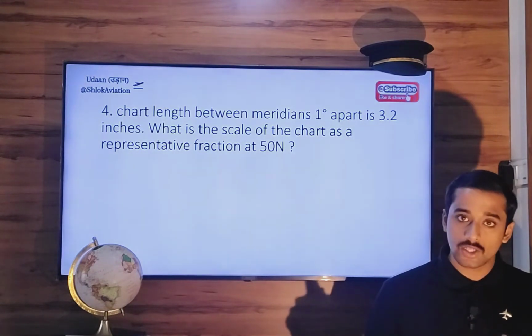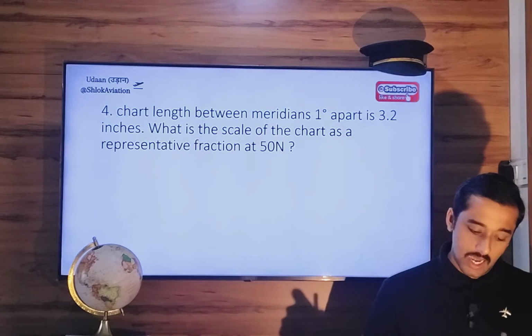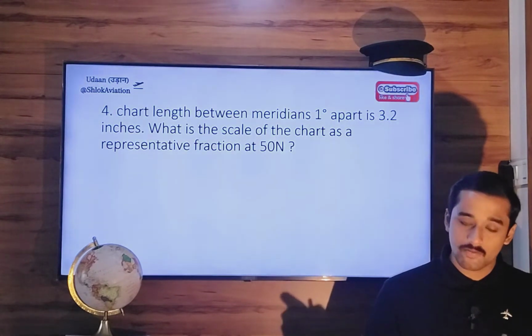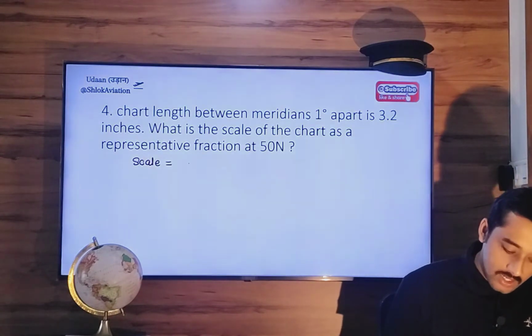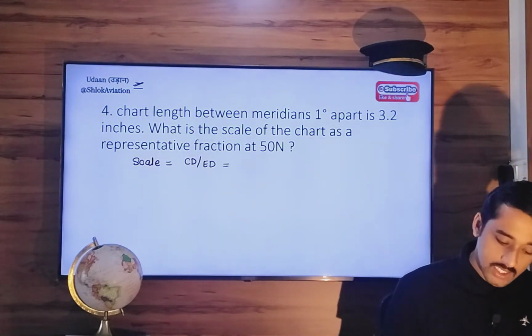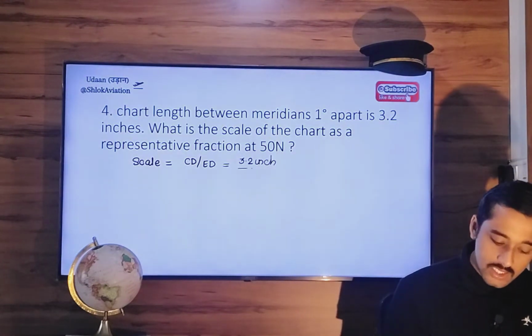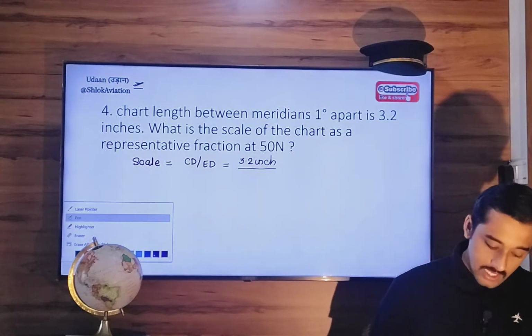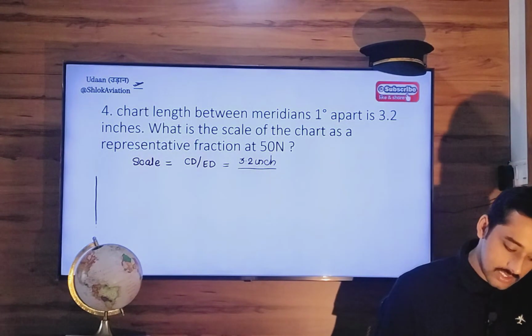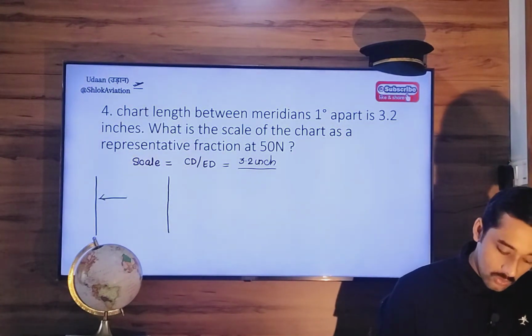What is the scale of the chart as a representative fraction at 50 degree north? Okay, so the scale formula is chart distance divided by earth distance. Now over here chart distance is given to us: 3.2 inch. Earth distance is not given to us directly, but they have given us the information that there are two meridians which are 1 degree apart.